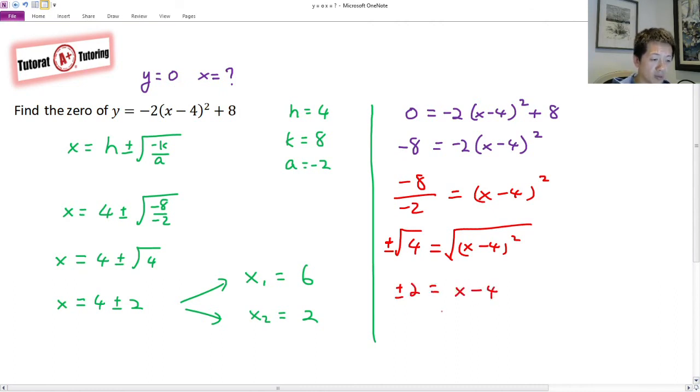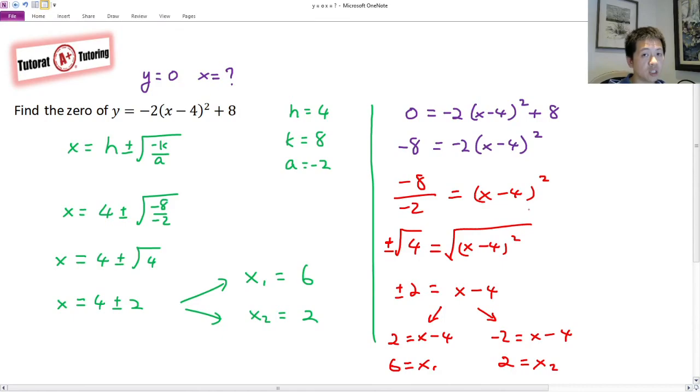And then I'll have two answers, right? Again, if I have plus 2 equals x minus 4, the other one will be minus 2 equals x minus 4. So the one on the left, I will have 2 plus 4, which is 6, equals my x. The other one, I will have minus 2 plus 4, which is 2, equals my x. So both of them arrive at the same answer. Okay. So this is x1 and this is x2. So this is how I solve for the zero of a quadratic function in the standard form.